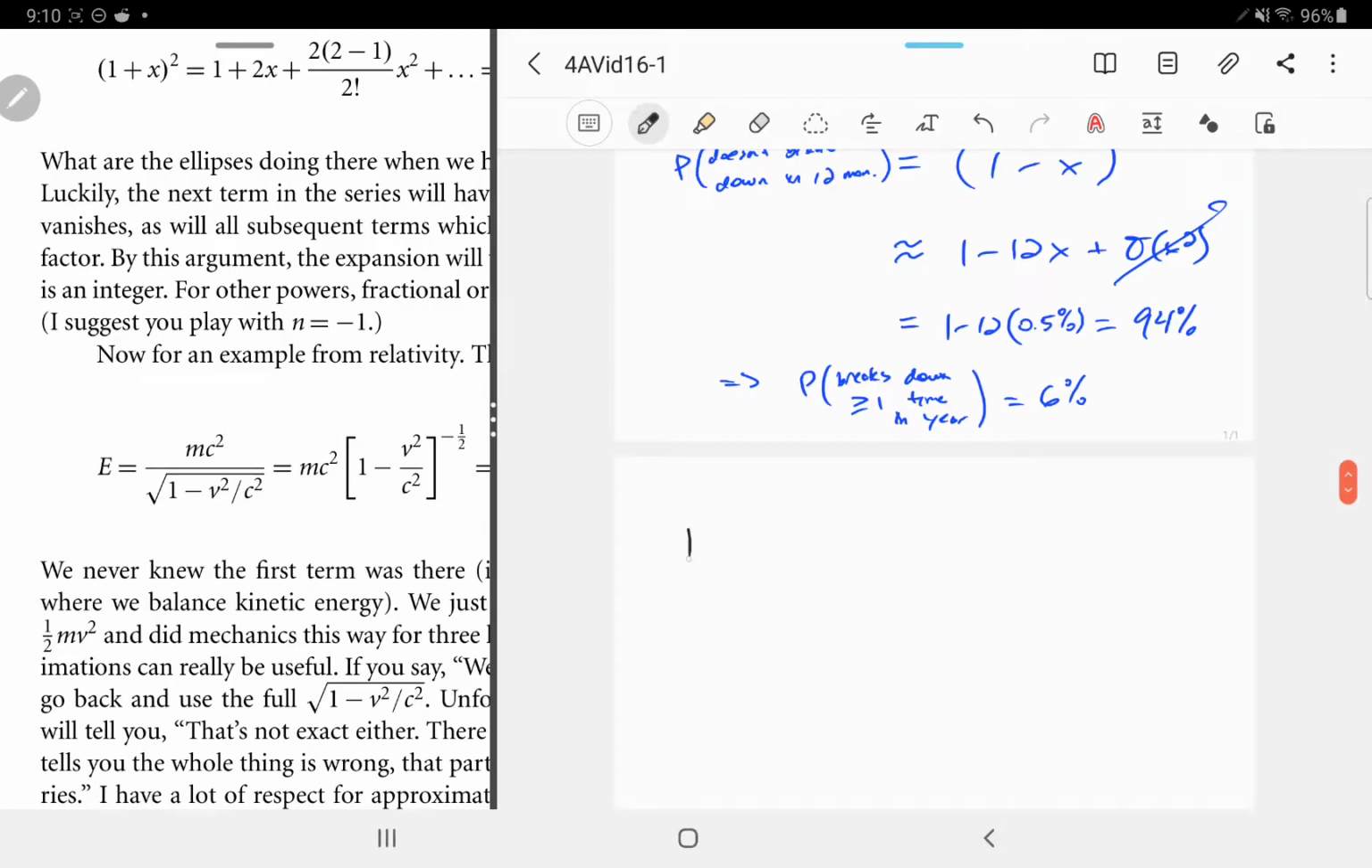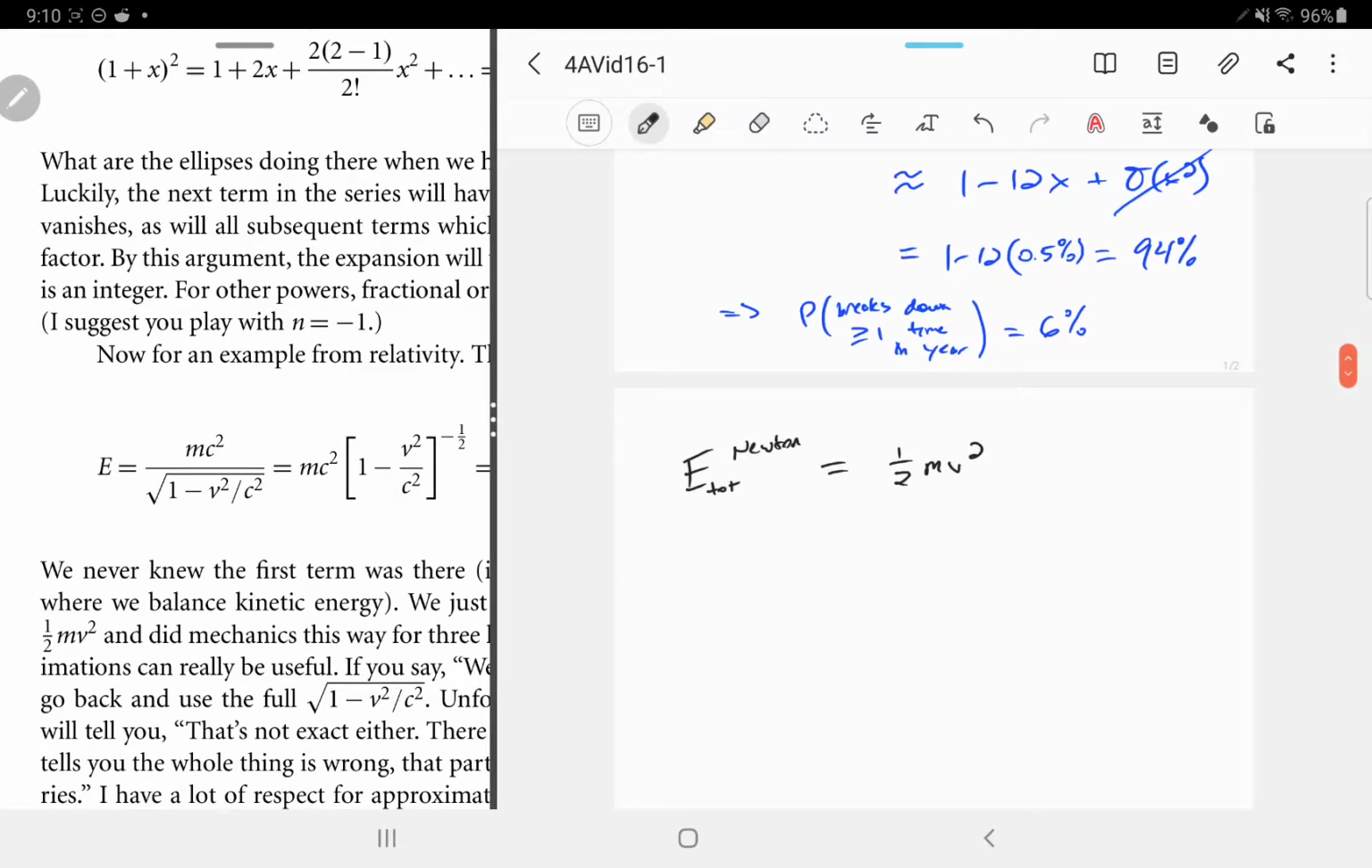So the total energy, as you'll learn about in relativity. Right now, in Newtonian physics, we would say the total energy of just a particle by itself is 1/2 mv squared, right? The kinetic energy. Maybe there's potential energy, but that involves interactions with other objects. As you'll see in special relativity, the total energy of just a particle by itself.